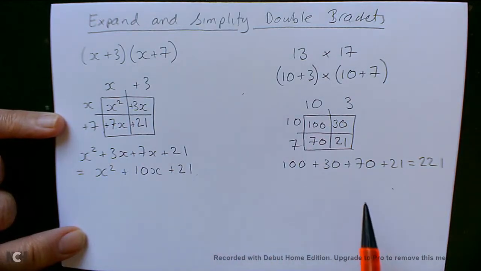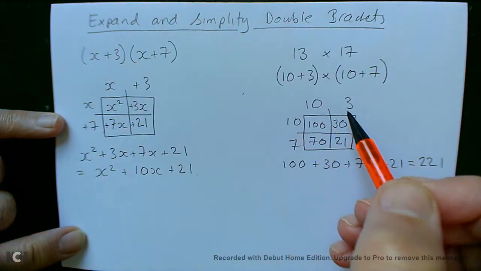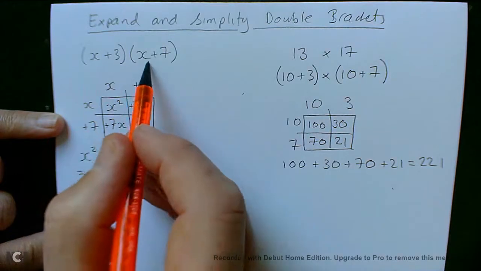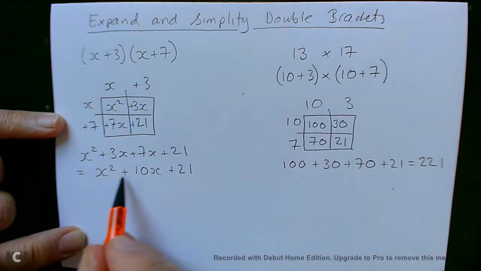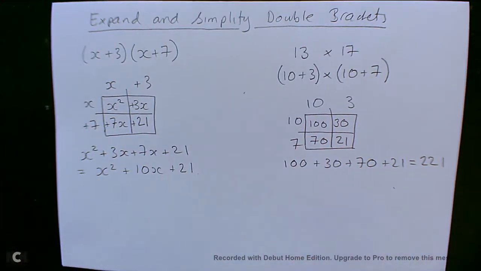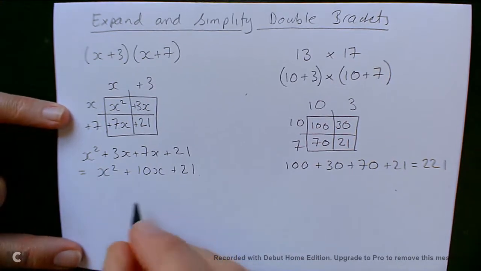What I'd like to emphasize is, just in the same way that 13 times 17 is 221, x plus 3 multiplied by x plus 7 is exactly the same as this. It's just the same thing written in a different way. Now there is a quicker way of doing this, which you should learn, and it's as follows.